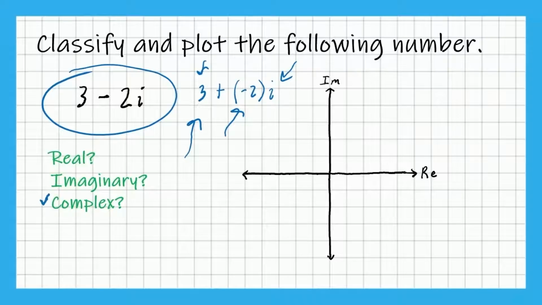Now, how do we graph this on the complex plane? Well, the real axis is horizontal, and the vertical axis is the imaginary. So we're going to go 3 units to the right, and then it's going to be 2 units down because we have negative 2 right there. So that is where we plot the number 3 minus 2i on the complex plane.